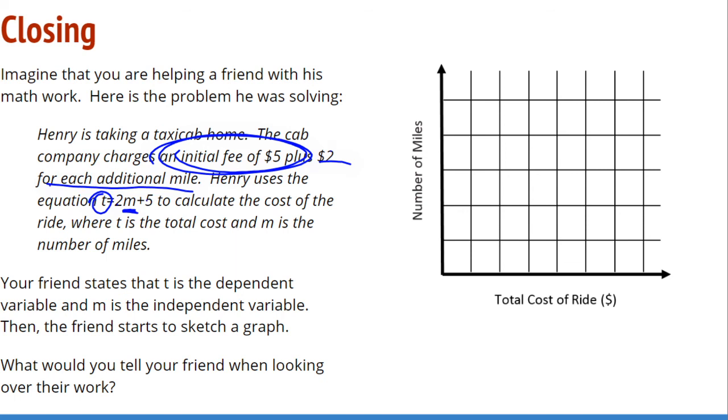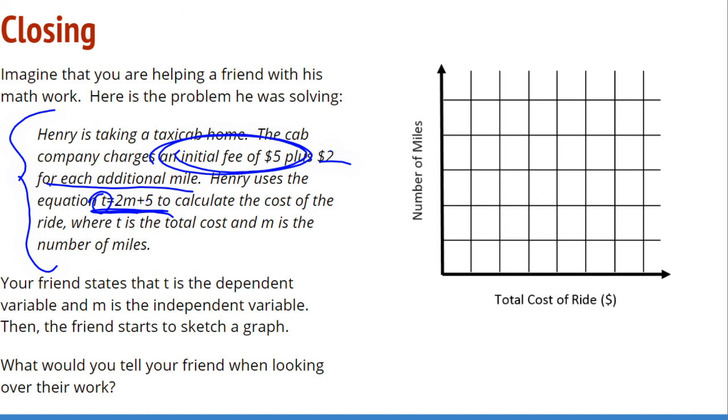Great. Your friend states that T is the dependent variable and M is the independent variable. Then the friend starts to sketch or draw a graph. What would you tell your friend when looking over their work? So we're going to visit with our friend and say, hey, I think you did these things awesome, but maybe there's something here that's not quite right. So I've already taken a look at this part here and decided I really like his equation. He did a great job. Henry, you did a really nice job on your equation. Let's look at your graph.